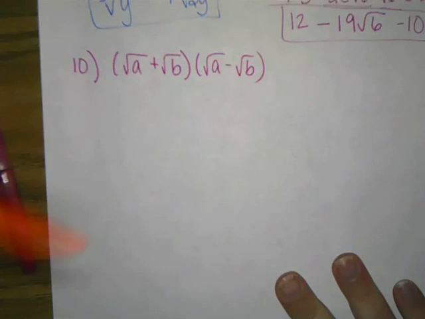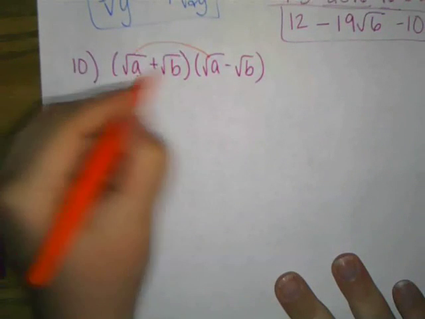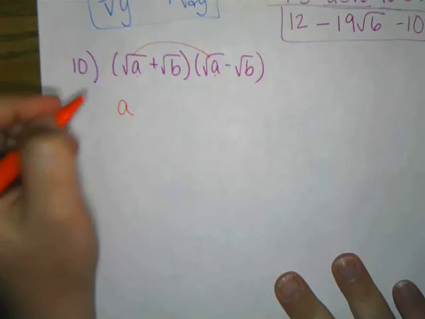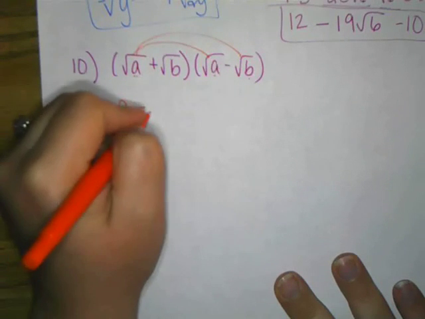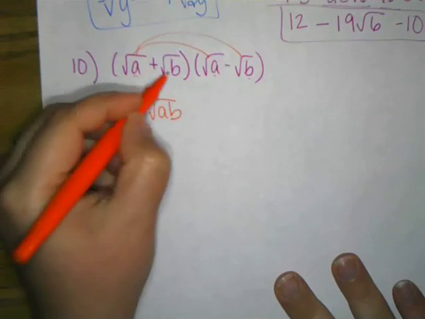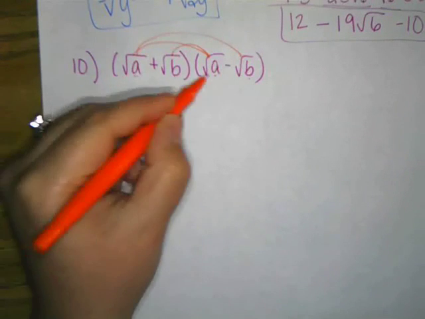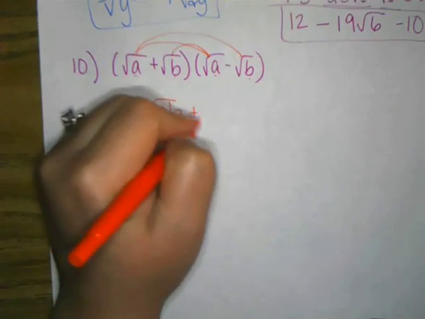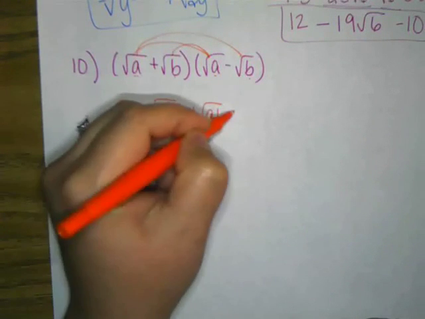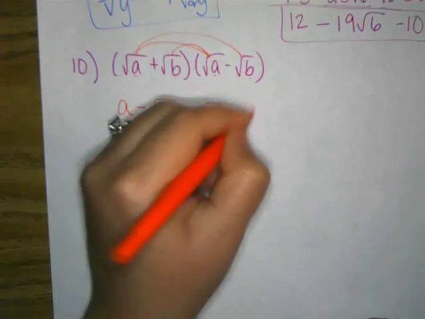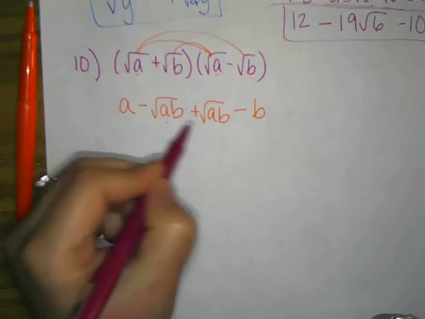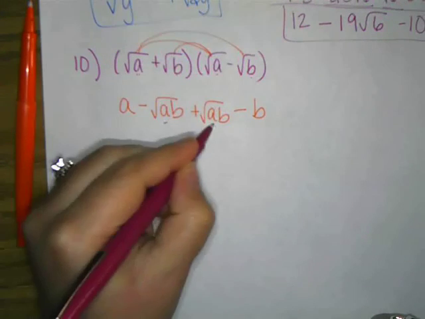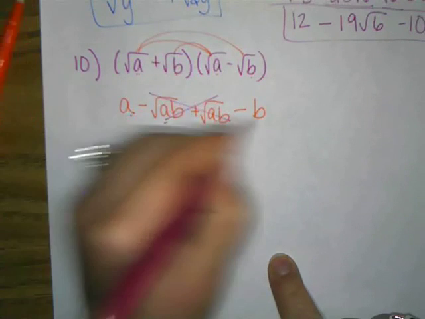And so now, if you FOIL, we have square root of a times square root of a makes a. Square root of a times square root of b is minus square root of ab. Inside, square root of b times square root of a is plus square root of ab. And last, square root of b times square root of b is b. Minus square root of ab plus square root of ab cancels, and you're left with a minus b.